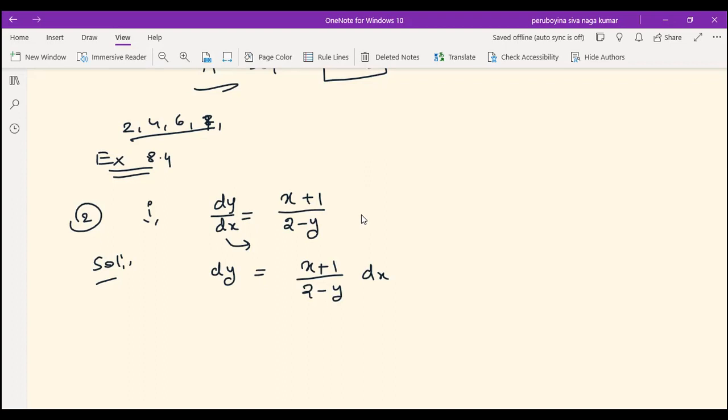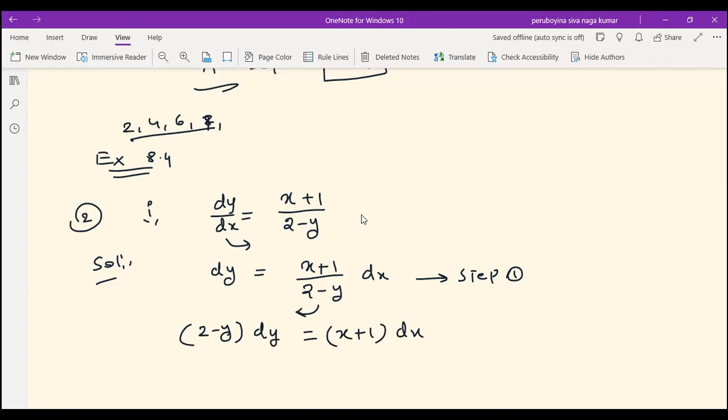This is step 1. After creating this step, as a next step, what you have to do is move y terms to the dy side. Again, I am repeating, move y terms to the dy side and move x terms to the dx side. In this equation, x terms are already on the dx side, so there is no change in these x terms. Just move this denominator to the left side. So (2 minus y) into dy is equal to (x plus 1) into dx.